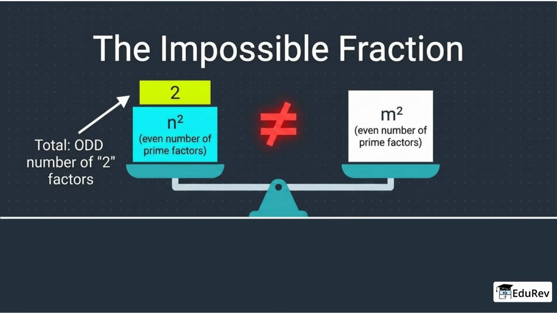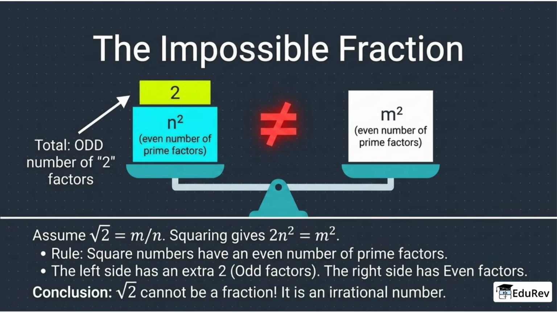It turns out the square root of 2 is an impossible fraction. If we assume the square root of 2 can be written as a neat fraction like m over n, squaring both sides of that equation gives us 2n squared equals m squared. But here is the trick. Square numbers always have an even number of prime factors. The left side of our equation has an extra 2, meaning it has an odd number of factors, while the right side has an even number. This mathematical contradiction proves that the square root of 2 cannot be written as a fraction. It is fundamentally an irrational number.